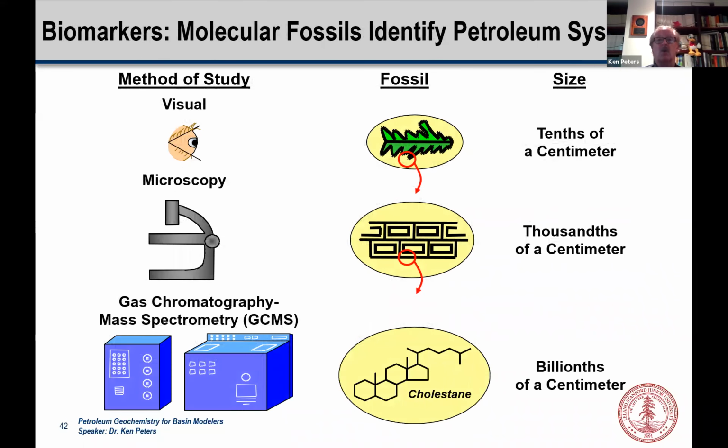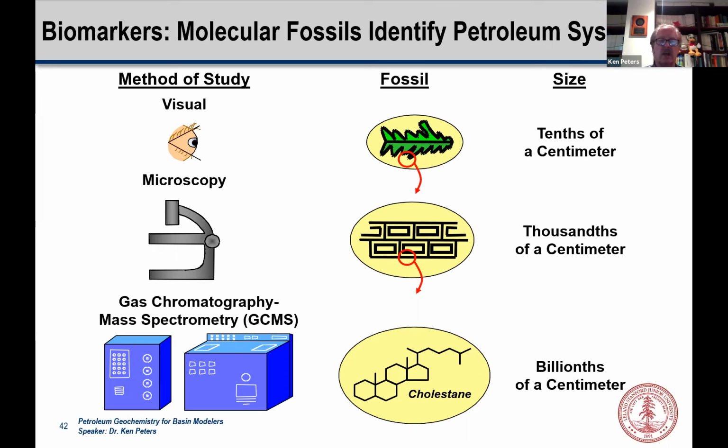I want to talk about biomarkers now. These are molecular fossils, and we can use them to identify petroleum systems, many times even when the crude oil has undergone extensive secondary processes like biodegradation. These are resistant compounds to biodegradation.